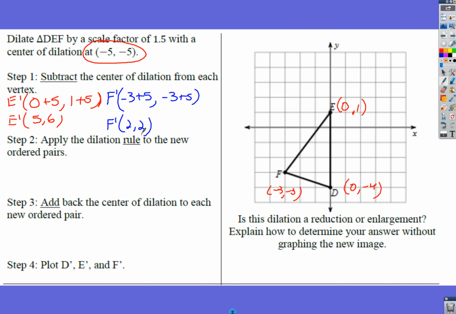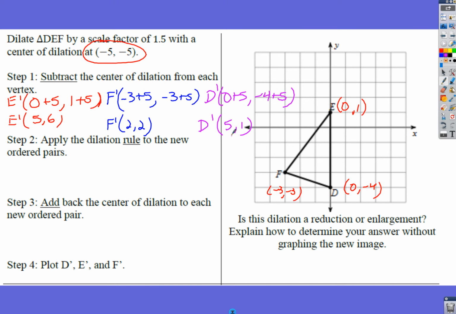And then the last one, tell me if you can see it purple. What, D? We need to do D. So D prime starts off at 0, but then +5. Starts off at -4, but then +5. So after this step, we're at 5, 1. Not done yet, but that's where we are after the first step.